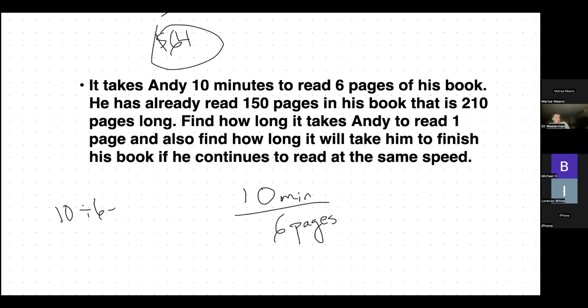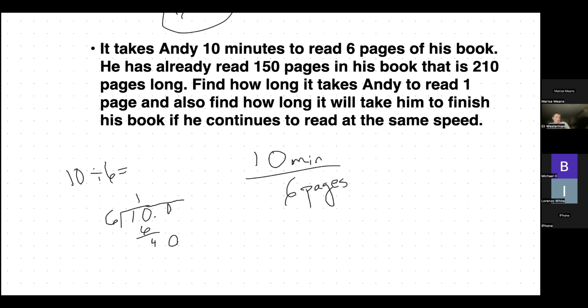So 6 goes into 10 once, 6. Bring down a 0. 6 goes into 40 6 times. 36. 4, bring down a 0. 6 goes into 40 6 times. Now you see it's going to start repeating. So what you need to do is put a line over the 6 and call it that. Or you could round it to 1.67.